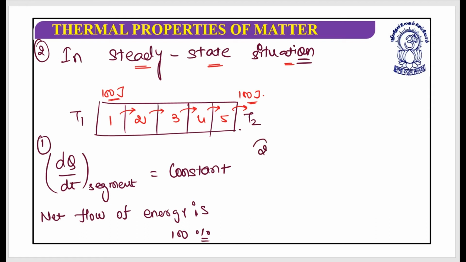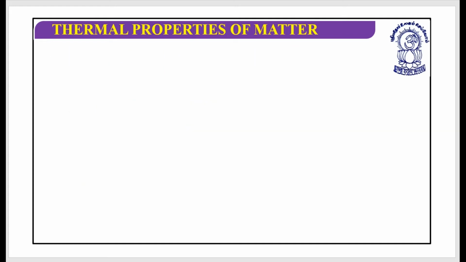One more thing: in the steady state situation, dT by dx, the temperature gradient, is always constant. I hope this is clear. Is it clear? So are you ready with the questions? Can you do this? Are you sure? Great. Now let's work on the questions.